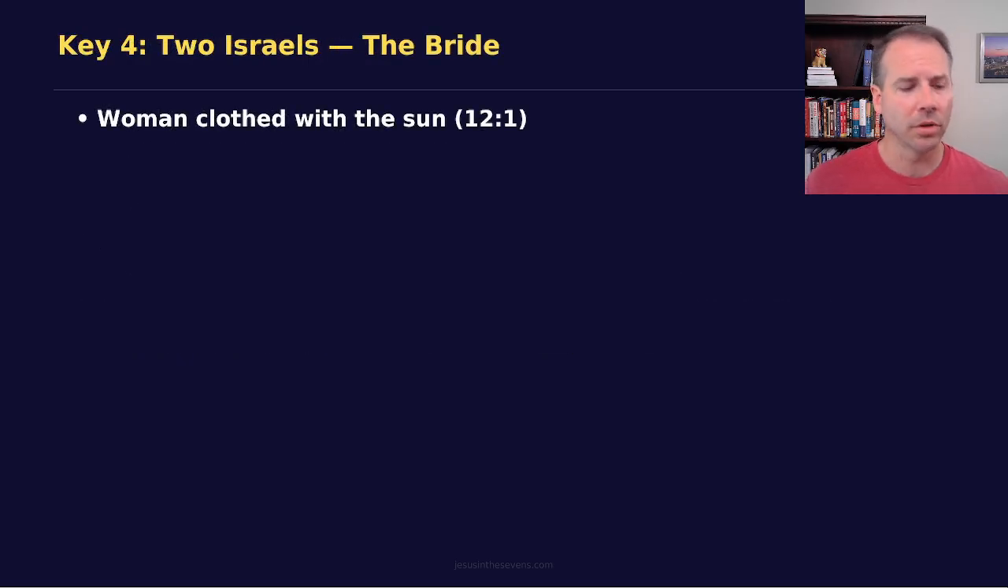All right, key number 4, 2 Israels. Okay, very, very important. There is the bride, and so we have to think about, if we read the term Israel or somebody or an image that seems to represent Israel, we need to think about which one we're talking about. Why? Because there's 2. And part of the major point of Revelation, again, is that duality where there is the ending of the old and the inauguration of the new.